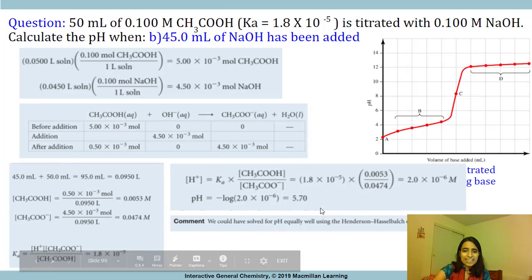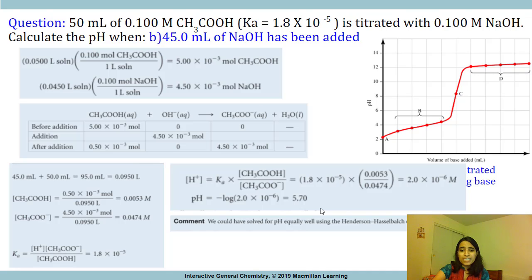So this could also have been solved using the Henderson-Hasselbalch equation. So there may be multiple ways of solving the questions. I'm solving all of them using the ICE table so that there is a single way to do all these questions. But you may see in your textbook different ways of solving the question.